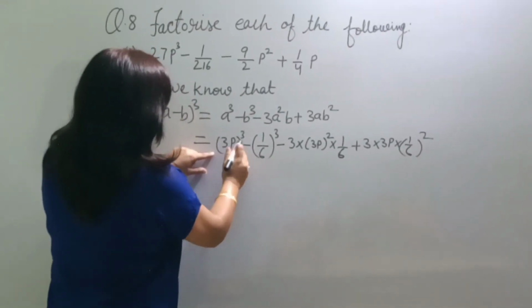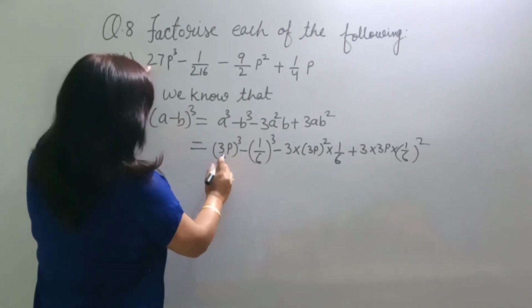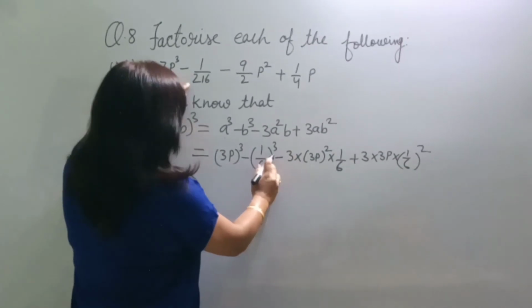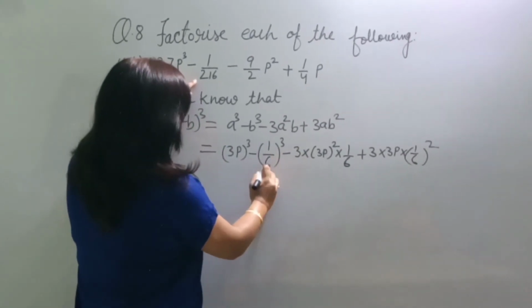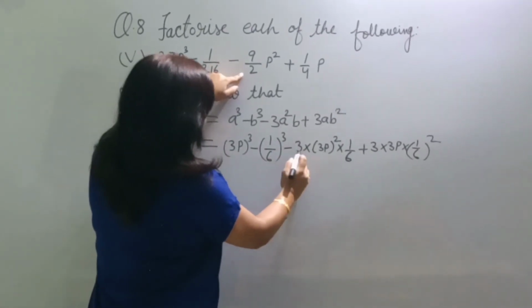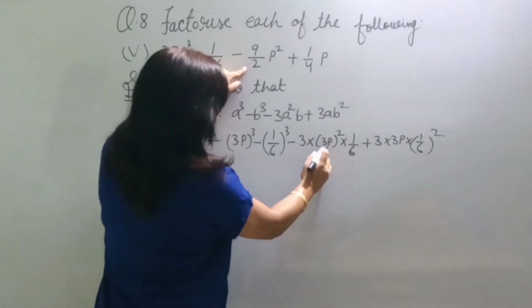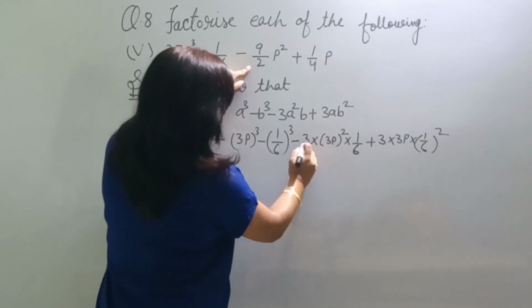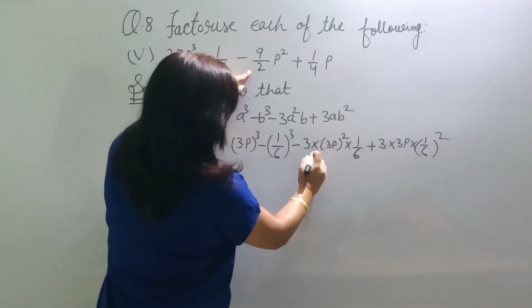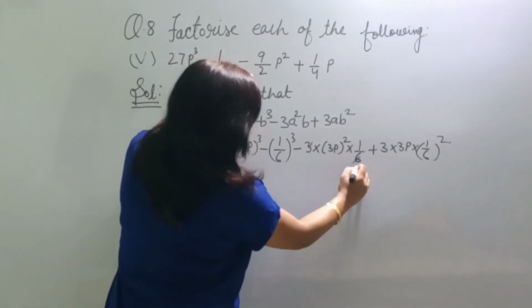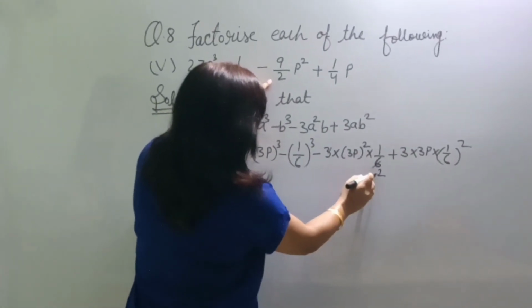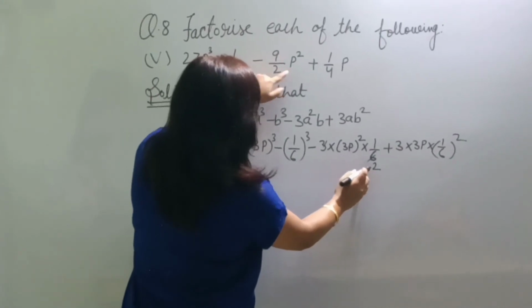(3p) whole cube, then 27p cube will come, minus (1 upon 6) whole cube. When we solve it, 1 upon 216 will come, minus 3 into (3p) whole square into 1 upon 6. When we solve it, 3 and 6 will be cut and 2 will come. Now we solve it, 9p square upon 2 will come. So here you can see 9 upon 2 p square.